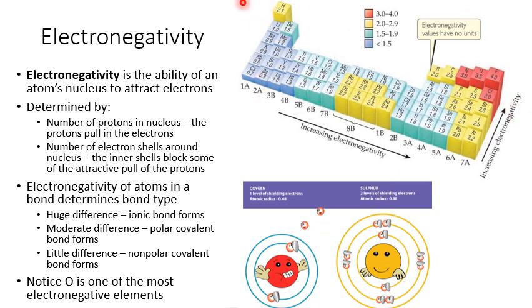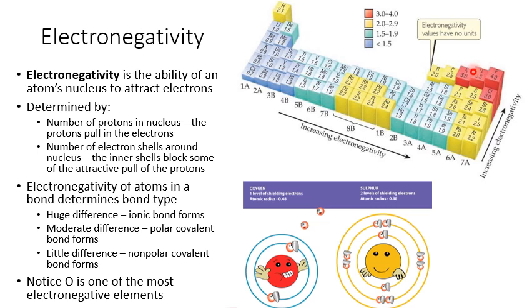So here on the periodic table, you can see the electronegativities of different elements. Red is high, yellow is moderate, yellow and green is moderate low, and then blue is low. So the elements that we care about most would be hydrogen, carbon, nitrogen, and oxygen. You can see that carbon and hydrogen are both medium in the amount of electronegativity that they have, and nitrogen and oxygen are really high.